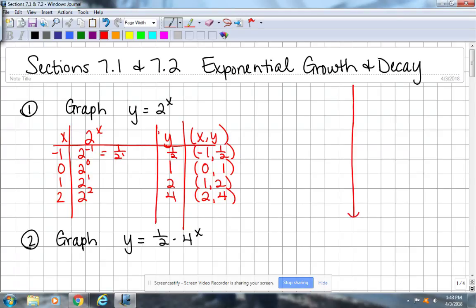See what it looks like. Notice that all my y values are positive, aren't they? So I don't have to draw very much on the bottom 2 quadrants. I go left 1 up 1/2, and 1/2 is halfway between those 2 tick marks. 0, 1 is on my y-axis. Then I go right 1 up 2, and then I go right 2 up 4. Oh, I can't count, can I?